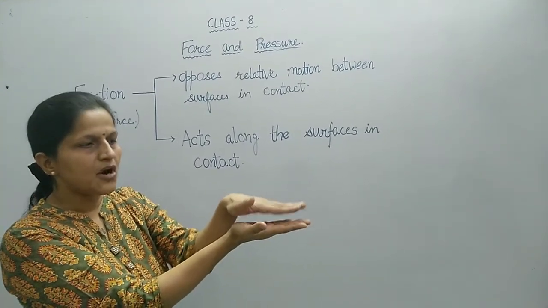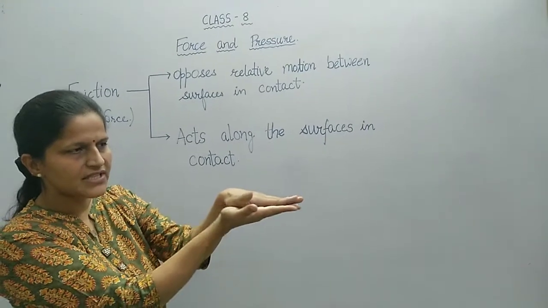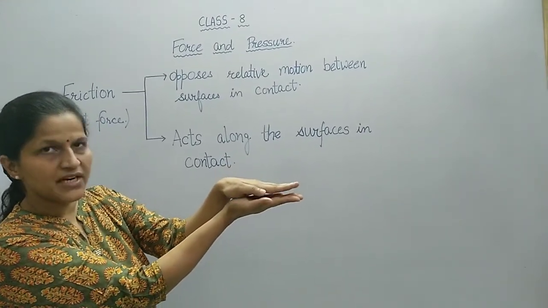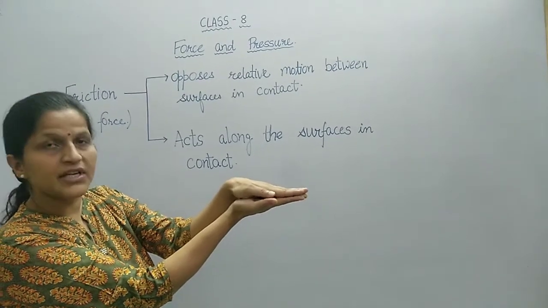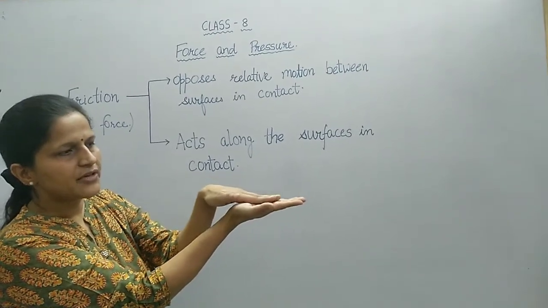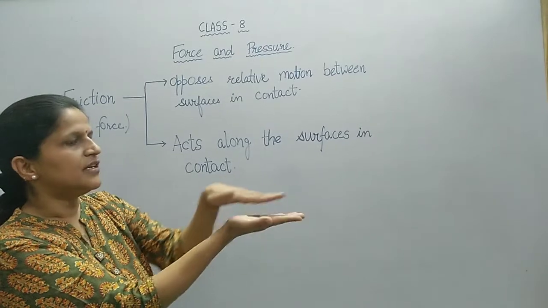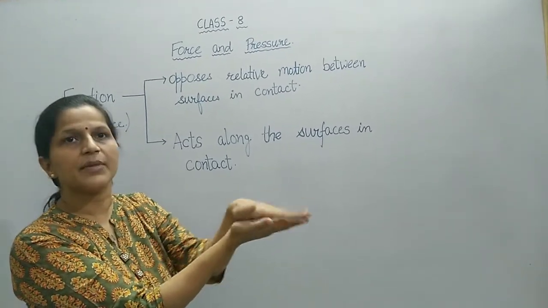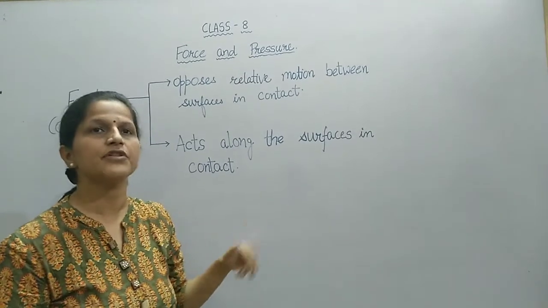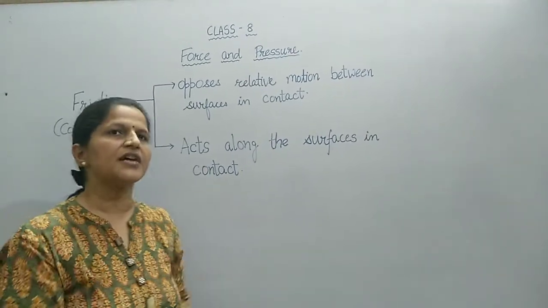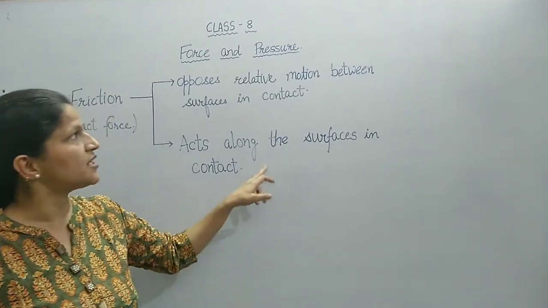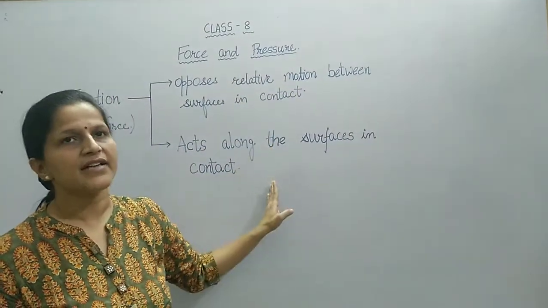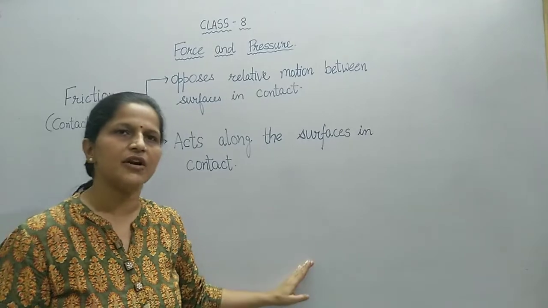And this force always acts along the surfaces which are in contact. For example, here both my palms are in contact in a horizontal manner. So the force of friction will also be horizontal. Not much bothering about the directions of friction, that will be used further in higher classes for solving numericals. Here, for class 8 standard, we have to just learn that it opposes relative motion between the bodies and it acts along the surfaces which are in contact.